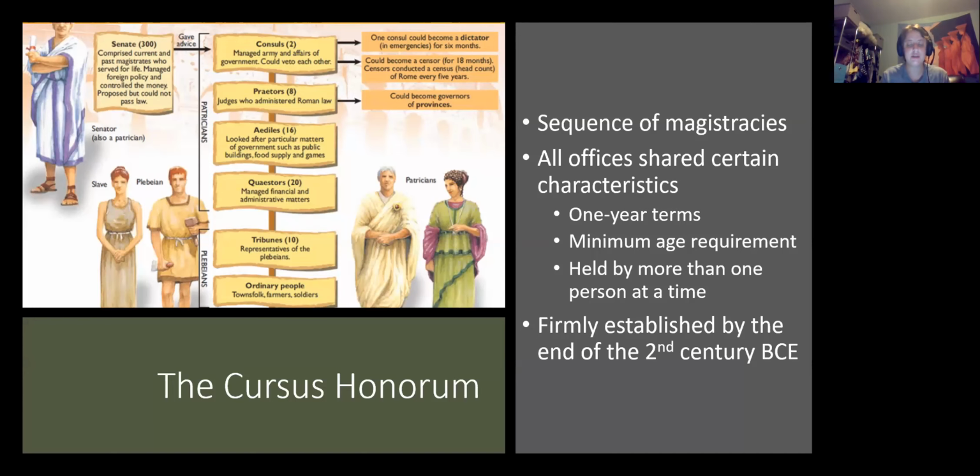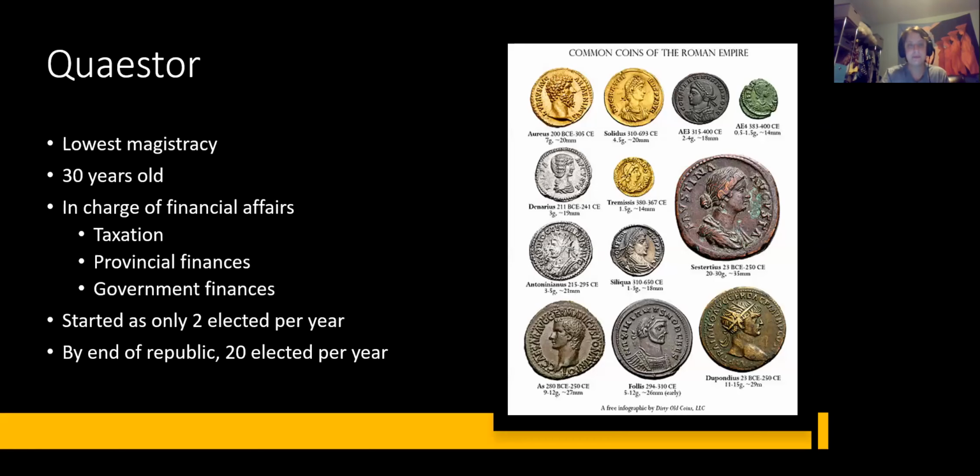Each magistracy had a term of 1 year, and to avoid monarchical, one person in charge, you had to wait 2 years before you could be reelected to any office. Each magistracy had a minimum age requirement, and none of them is singular. They are all held by more than one person at a time. This sequence of government positions was firmly established by the end of the 2nd century BCE and continued this way through the empire. The lowest magistracy in the cursus honorum was the quaestor.